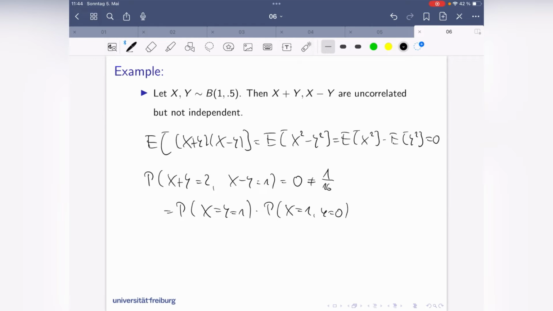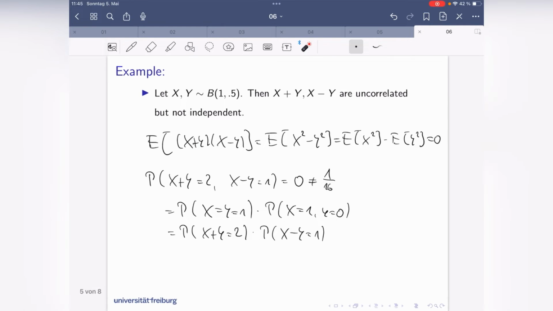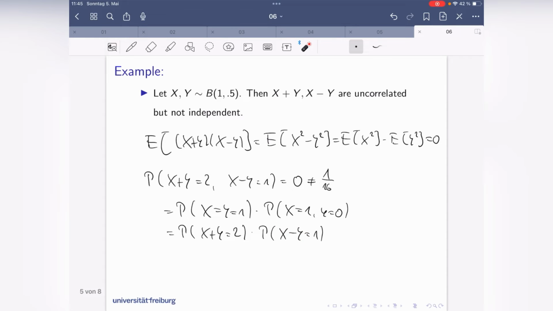So all of these pairs have probability 1 over 4 anyway, because I have two random variables both come up 0 or 1 with probability a half. And when you look at this here, that's the probability that x plus y equals 2. And this is the only case where x minus y can be 1. Because for x minus y equals 1, x must be 1 and y must be 0. And now we see they are not independent.